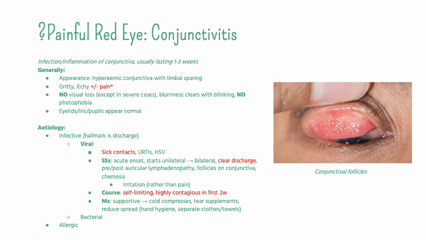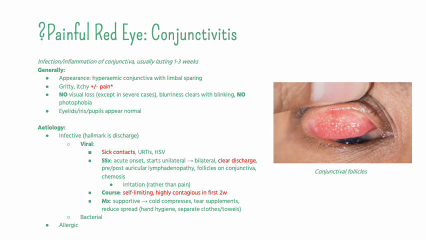Conjunctivitis is one of the weird ones where it can be painful or painless, but essentially the general inspection of the eye in a patient with conjunctivitis is that they have a hyperemic conjunctiva with limbal sparing. The eye can be described as gritty and itchy, plus or minus pain, and most commonly there is no visual loss and no photophobia.